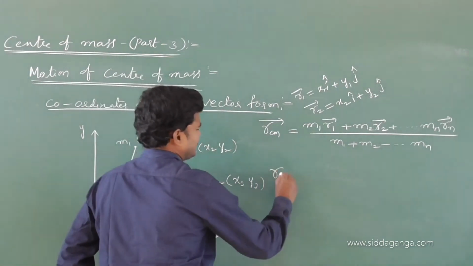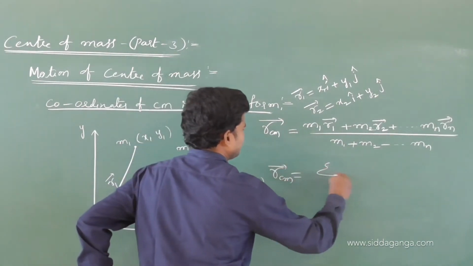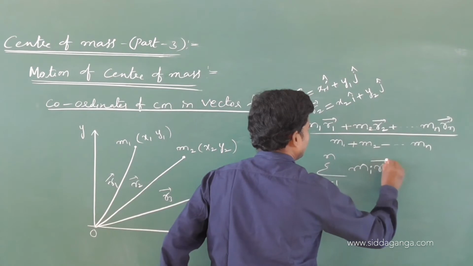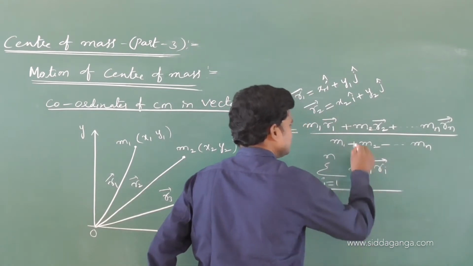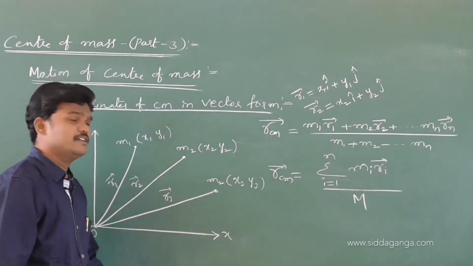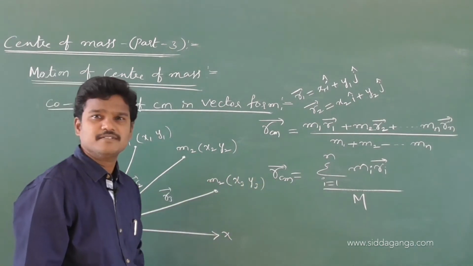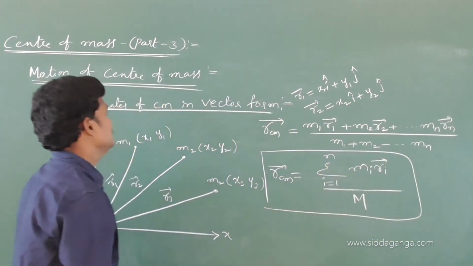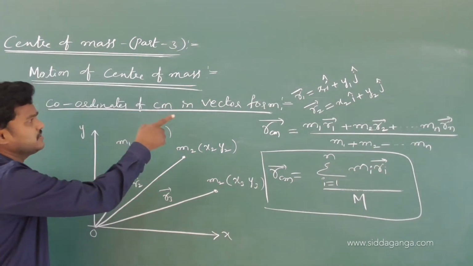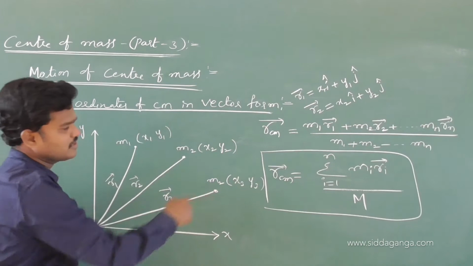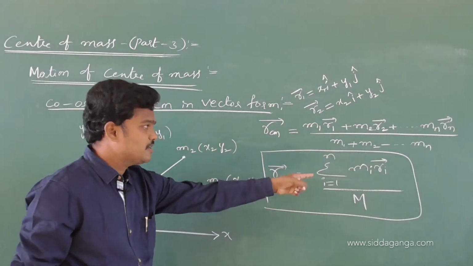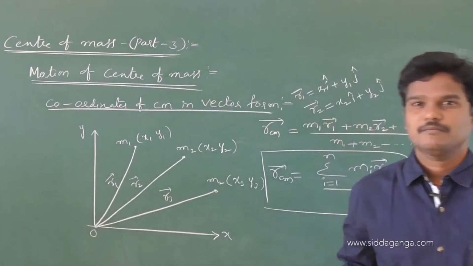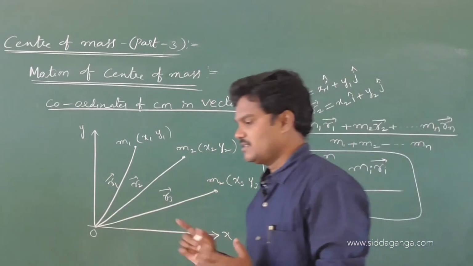So RCM bar we can get again as the summation of i equals 1 to n, mi ri bar, divided by the total mass. The summation of mi, where i goes from 1 to n, can be replaced by M. So this is the position vector of the center of mass. Coordinates of center of mass in vector form are nothing but the position vector. So the position vector of center of mass is the summation of i equals 1 to n, mi ri bar, divided by the total mass.